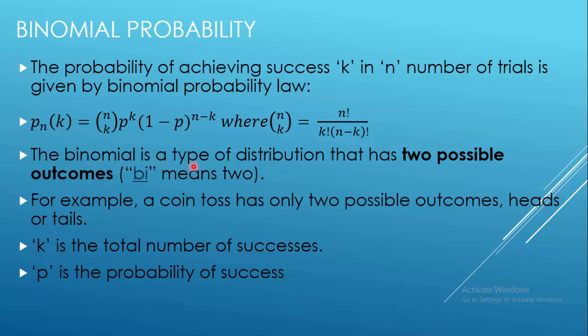The binomial is a type of distribution that has two possible outcomes. That is why it is called binomial. Bi means two. For example, a coin toss has only two possible outcomes, heads or tails. K is the total number of successes and p is the probability of success.